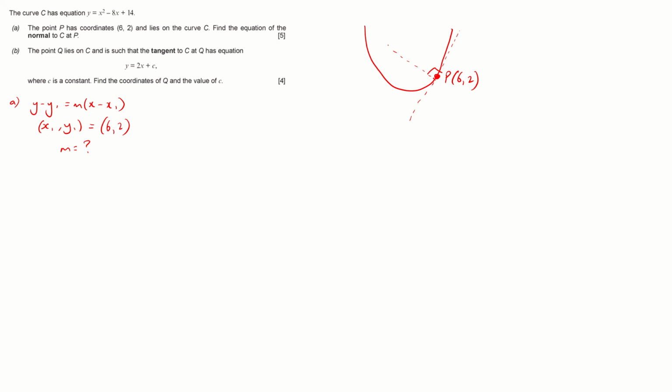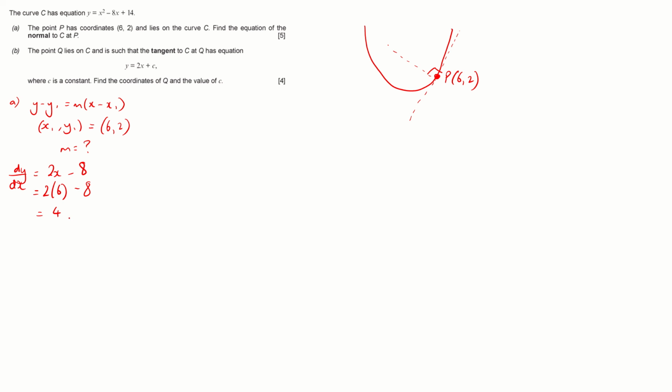You can work out the gradient of a straight line in a few different ways. Obviously, if you're given two coordinates, you can use y2 minus y1 over x2 minus x1, but you don't have two coordinates. But for a tangent, you find the gradient by differentiating the curve. So if I find dy by dx, it is 2x minus 8. This is the general expression for the gradient at any point on this curve, but I want it specifically at this point P, and specifically when x is equal to 6. So 2 times 6 minus 8 is 4.